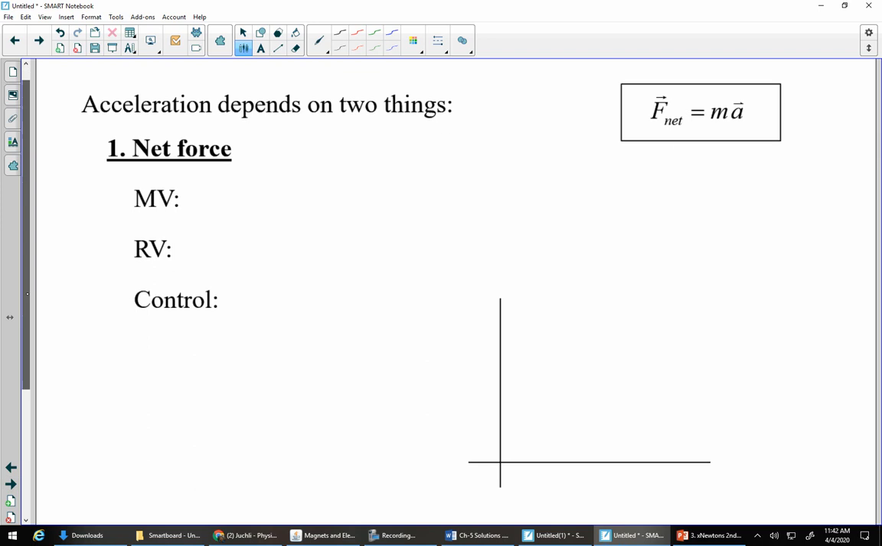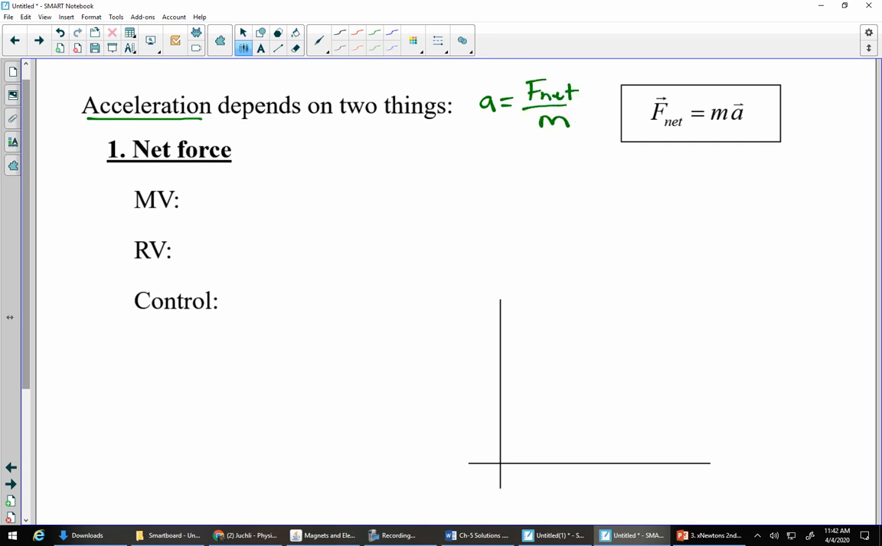Cool. So if I'm thinking about how much acceleration we have, it depends on two things. First, I'm going to rearrange my equation so that acceleration is equal to everything else. So acceleration is going to be net force divided by mass. And we can clearly see that the acceleration depends on two things: the net force and the mass.